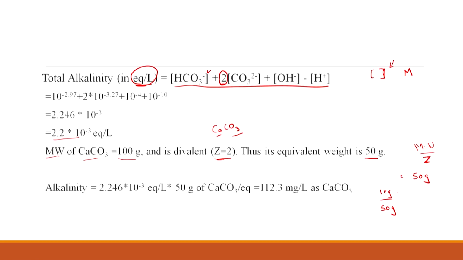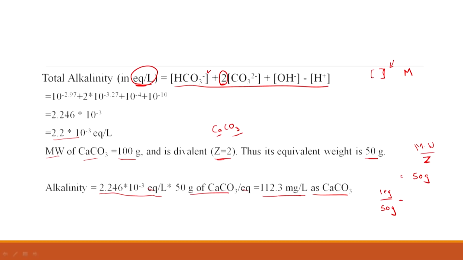So, 1 equivalent per 50 grams. Let us go ahead and calculate that. So, we have 2.246 milli equivalents into 50 grams of CaCO3 per equivalent, that is what we have out here. And so, the units of equivalents cancel out, we are left with grams of CaCO3 as the unit. So, we end up with 112.3 milligrams per liter as CaCO3, right.